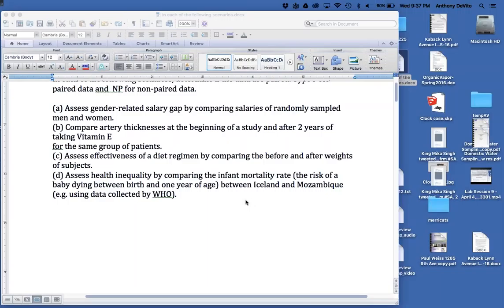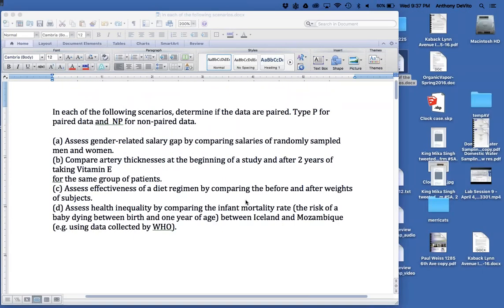Right, different. So it's not going to be a paired sample there. Okay, it's non-paired. Good. Thank you very much, guys. Okay, good. So that's the idea then.